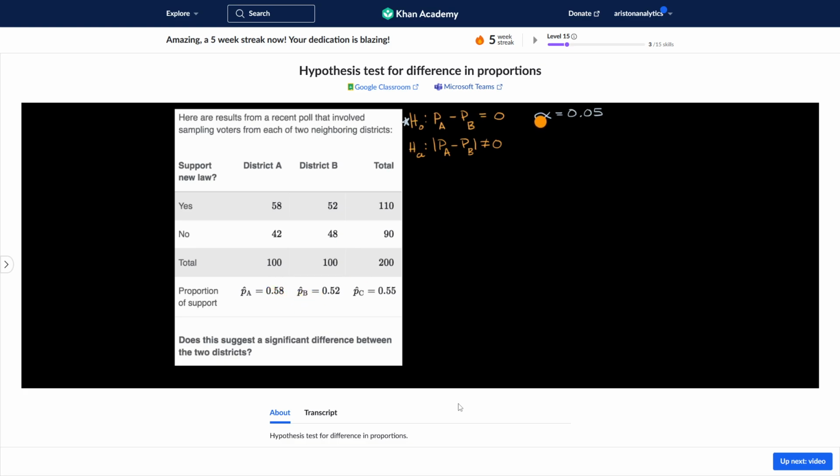And if that probability is less than our significance level, then we reject the null hypothesis, which would suggest the alternative. Now, before we go deeper into our inference, we want to test our conditions for inference. And we've seen these many times before.